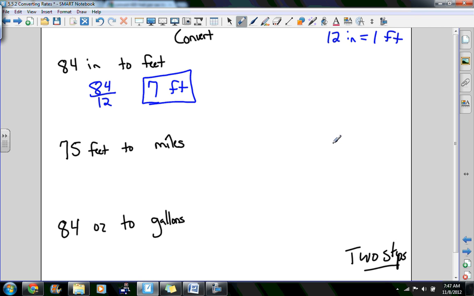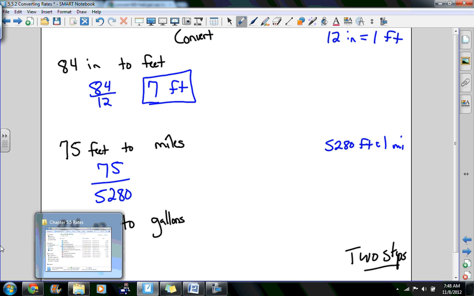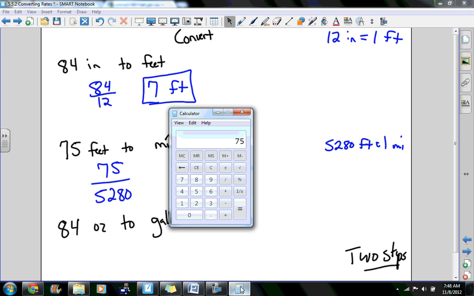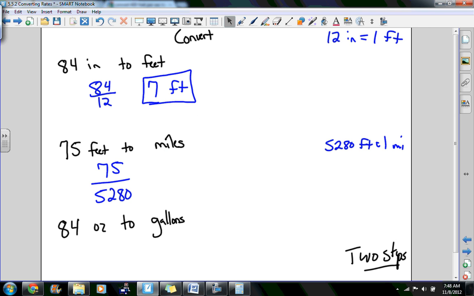75 feet to miles. Well, hopefully we know that there are 5,280 feet in 1 mile. Same question again. Do we want to get bigger or smaller? We want to get smaller. So we take that 75 divided by 5,280. That gives us about 0.014 miles. Very important to label all of your answers here. Okay, and I'd like you to do the bottom one on your own.